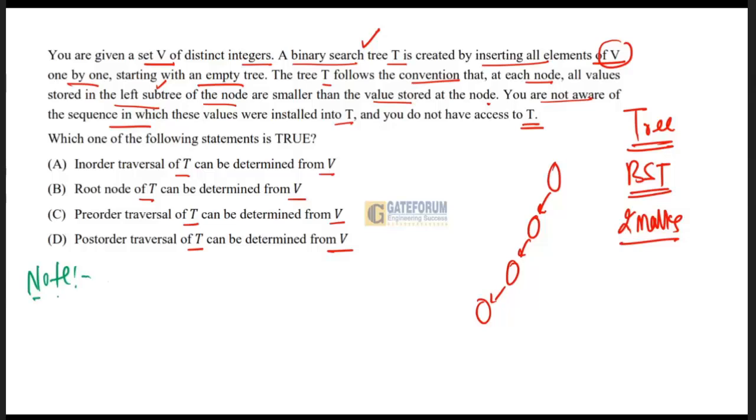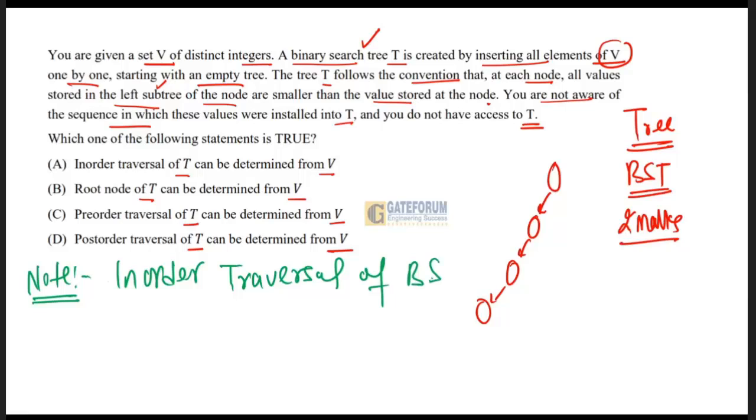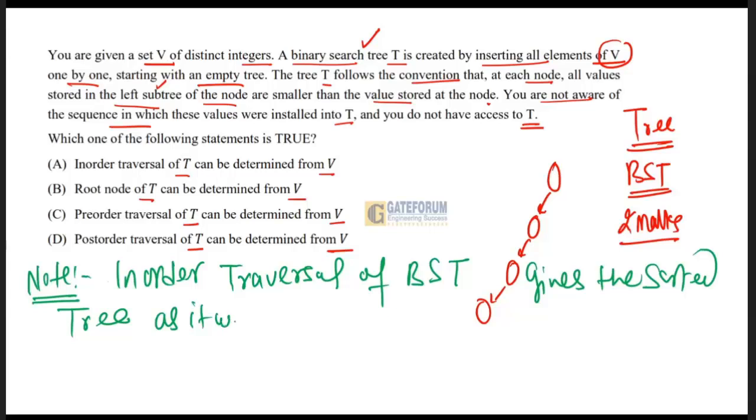a note, that in-order traversal of a binary search tree, that is BST, gives the sorted order, right? As it will traverse left, thereafter root, thereafter right, right?